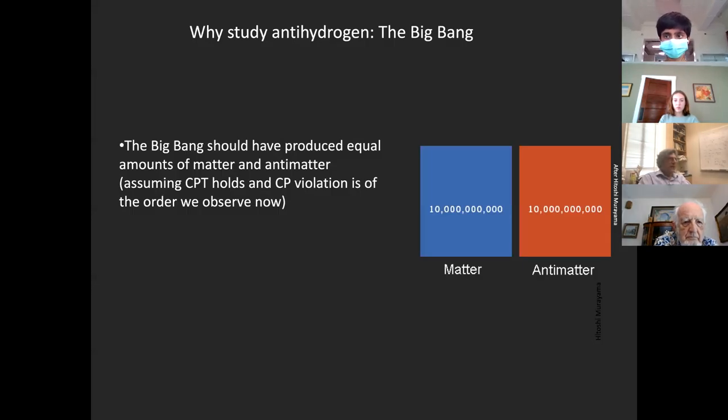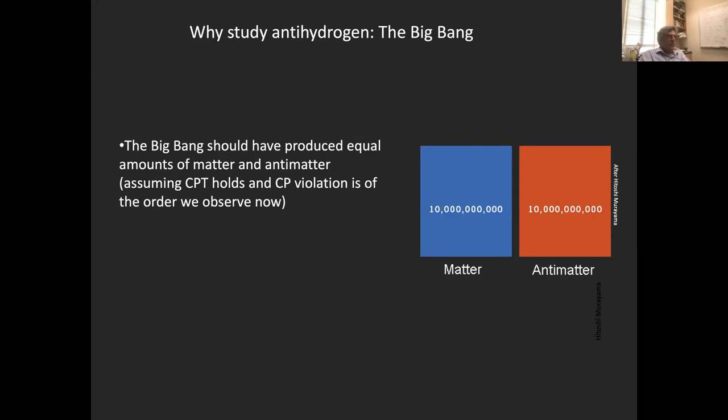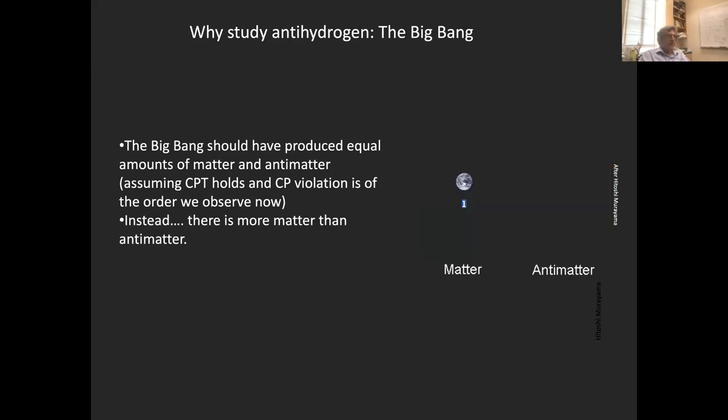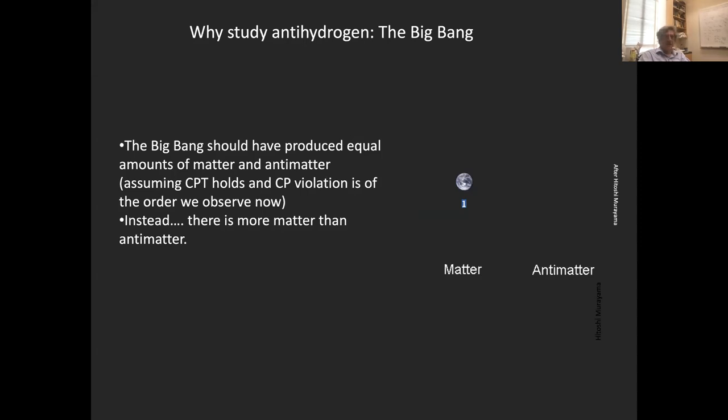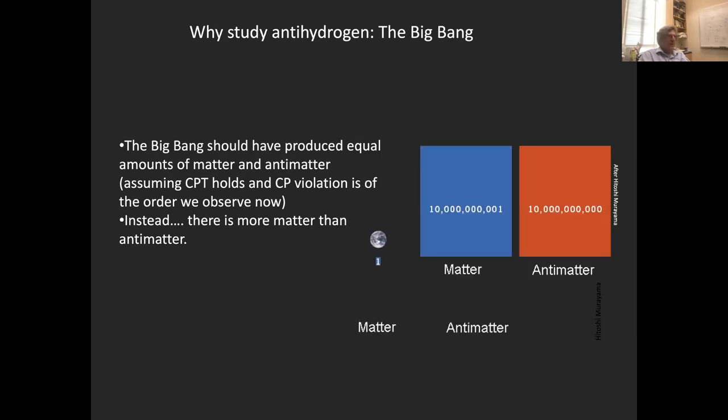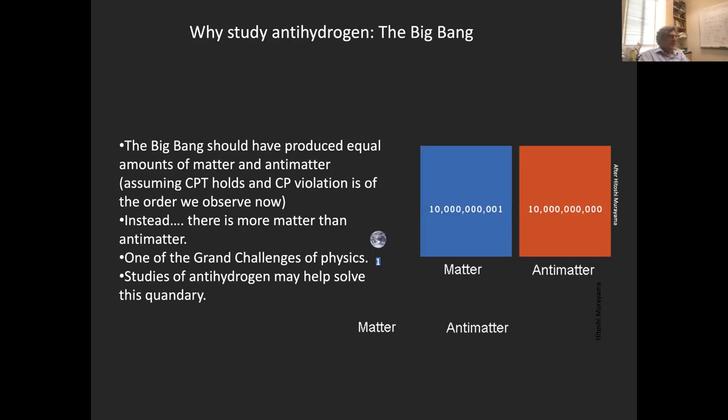Another reason to study it: the Big Bang should have produced equal amounts of matter and antimatter. The imbalance is one part in 10 billion. That's us. We're the lucky imbalance here, but why? Nobody knows. It's one of the big questions of physics. Why the imbalance? Maybe we'll shed some light on that.